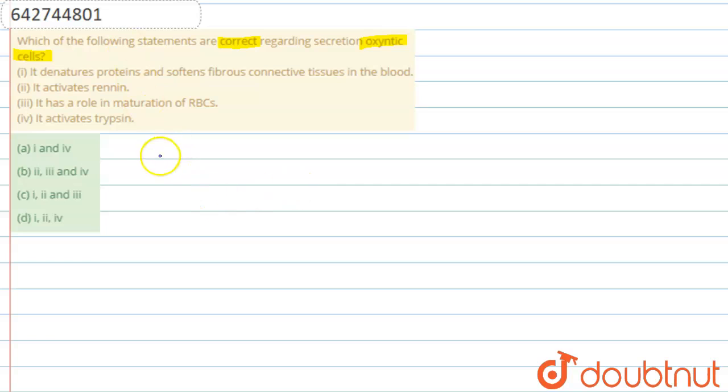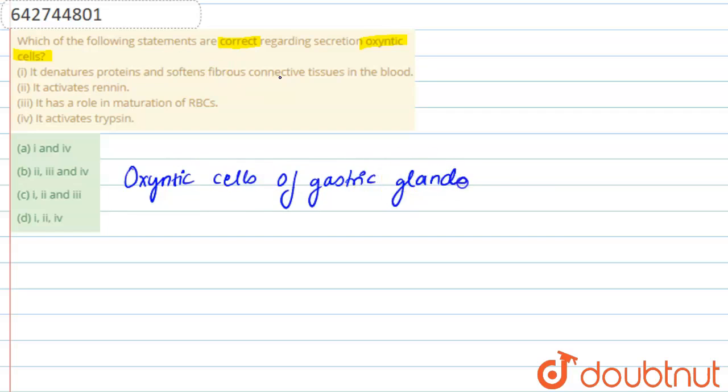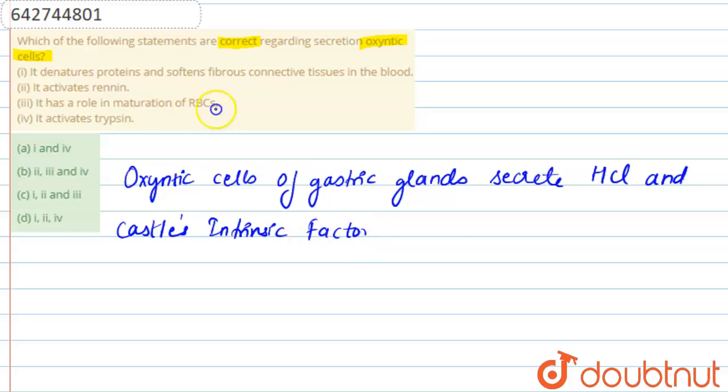So let us start with the solution. The oxyntic cells present in the gastric glands secrete HCl and Castle's intrinsic factor. Alright, let us write that. Oxyntic cells of gastric glands secrete HCl, that is hydrochloric acid, and Castle's intrinsic factor. Alright, so let us see the role of HCl first of all. HCl is nothing but hydrochloric acid.